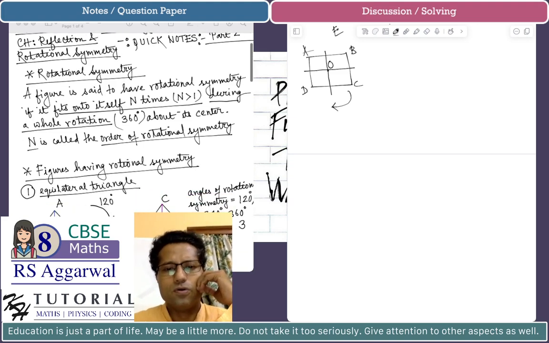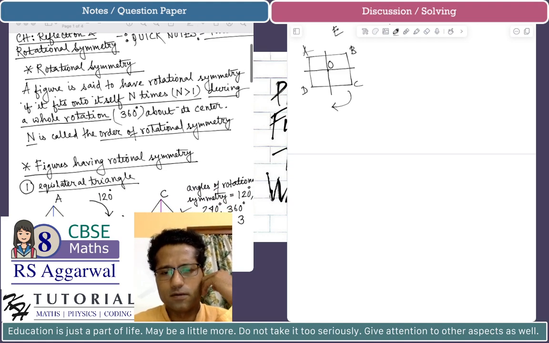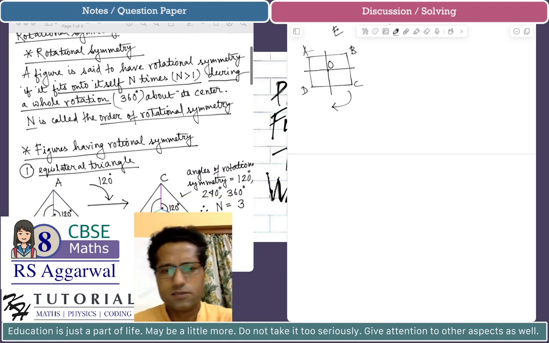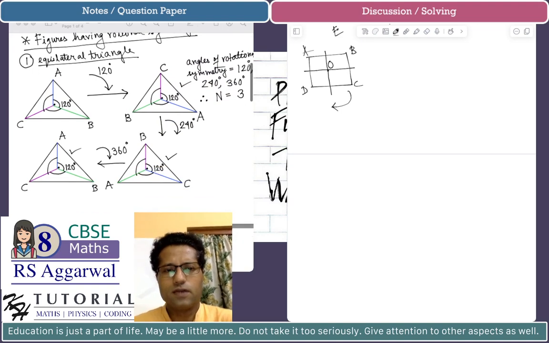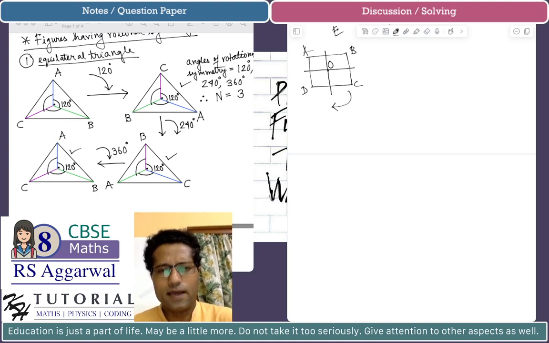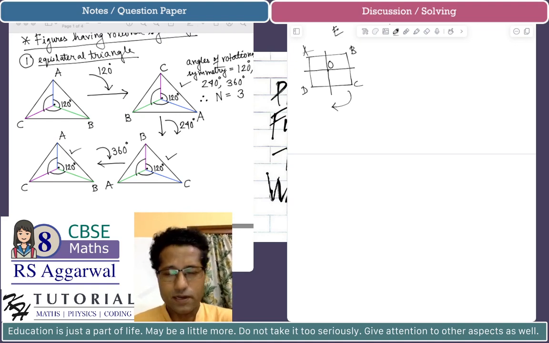Okay, so now let's discuss some of the standard figures that have rotational symmetry. The first one is the equilateral triangle. I have tried my best to visually show how the figures are rotating by some angle, and how at certain angles of rotation the figure is fitting onto itself perfectly. I will attach a link of the PDF of these notes in the description below, so you need not take any screenshot from the notes.